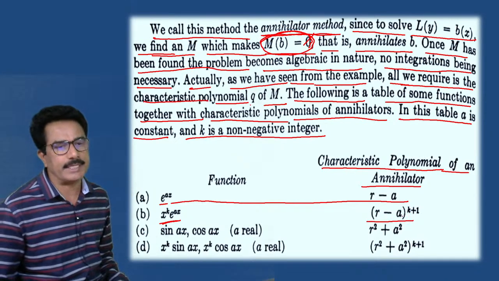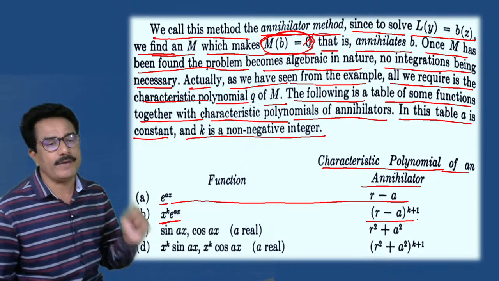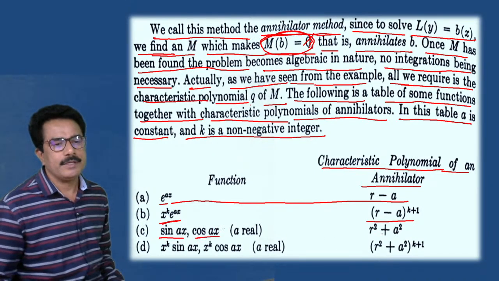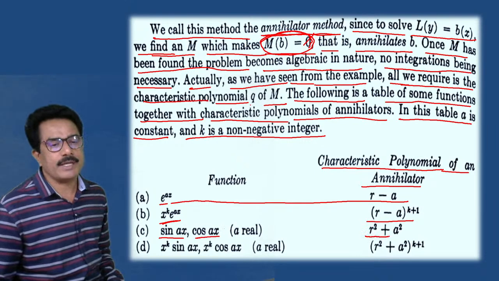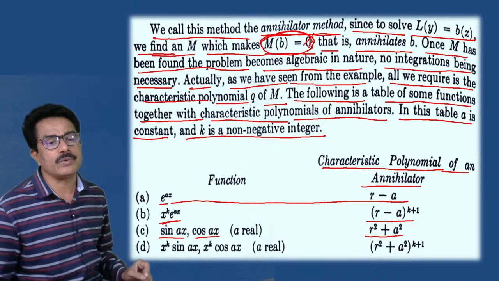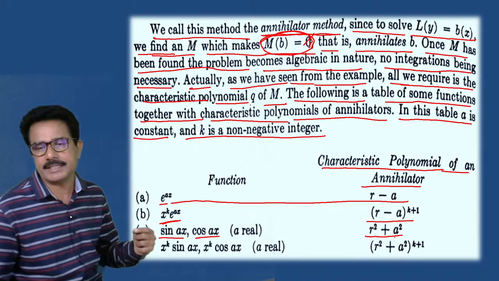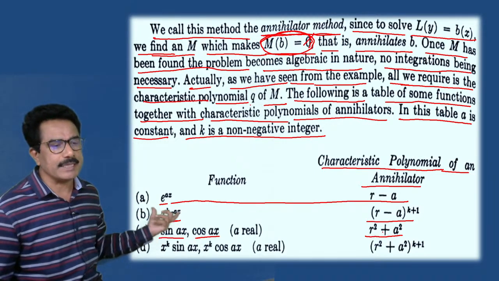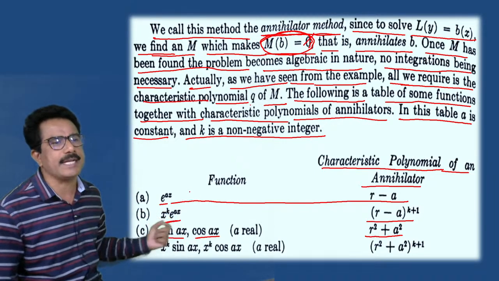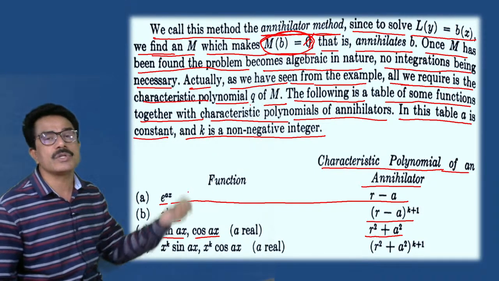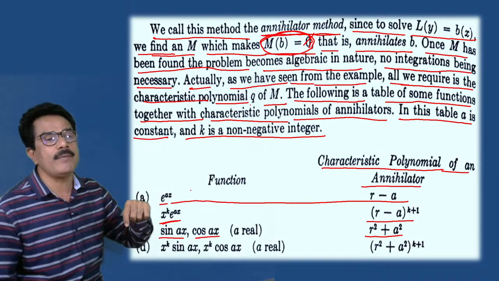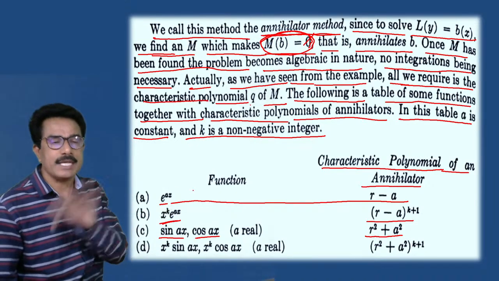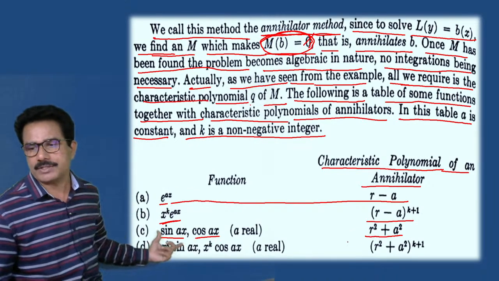You have to take the characteristic polynomial of the annihilator. Now if it is sin ax or cos ax, then there we have r square plus a square as the characteristic polynomial of the annihilator. You will understand this once we take a detailed example. Now we have to annihilate b of x in L of y equal to b of x, in the form of capital M of b equal to 0, meaning we replace b of x. So remember this table.